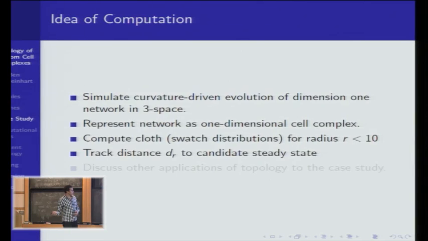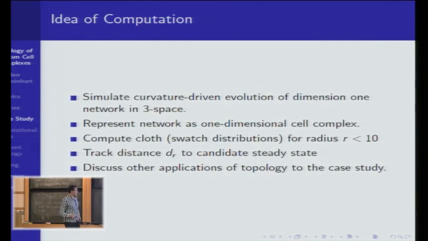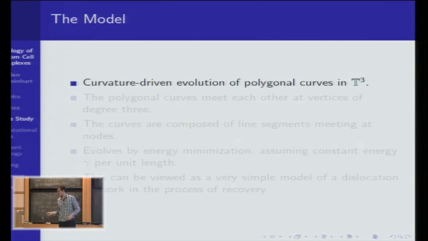And what we're going to do is try to test the steady state hypothesis in this case. We're going to find a candidate steady state. And we're going to show that if we take the distance dr to this, regardless of the initial conditions, it converges to this steady state in the distance dr. And then I will also discuss other applications of topology to this case study.